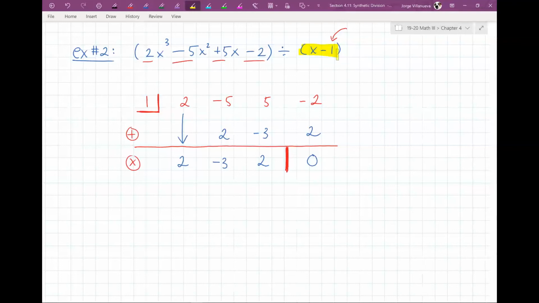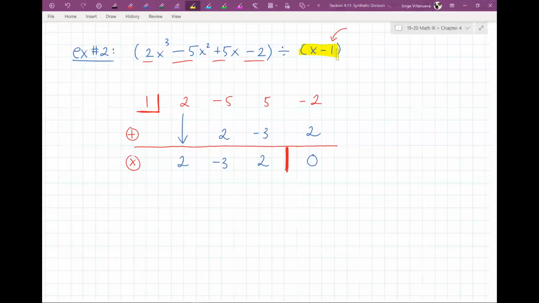So just again, remember, you're going to take that top number 2, drop it down. Okay, when you drop it all the way to the bottom, under the line you multiply, above the line you add. So when you drop that 2, you're going to multiply 1 times 2. You get your answer and you put it above the line. Now you add those two numbers. -5 plus 2 is -3. So once you put the -3 on the bottom, that means you got to multiply. Okay, and then 1 times -3 is -3. So now you add those. 5 plus -3 is 2. And now multiply 1 times 2 gives you 2, and -2 plus 2 is 0.